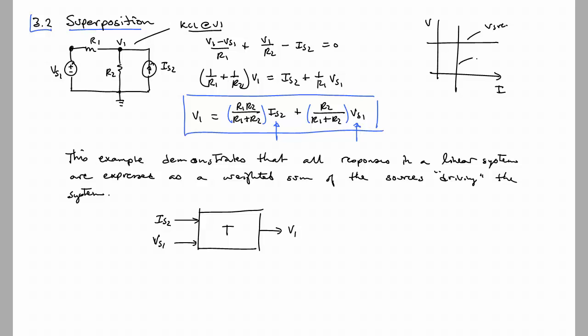Right? And here is my current source. Neither one of those shows a response that is a straight line passing through the origin, which is what must happen. There cannot be any offset. So from this, we would say, therefore, V source and I source are not actually linear.